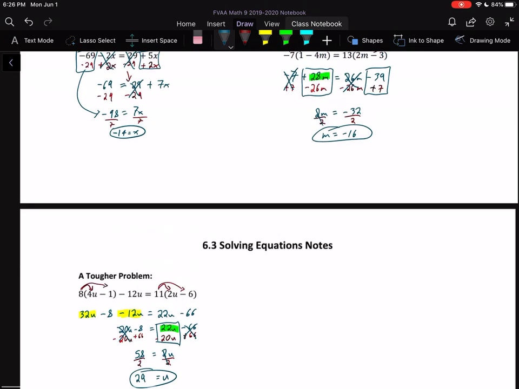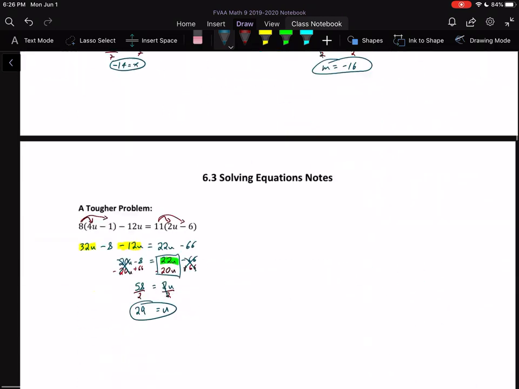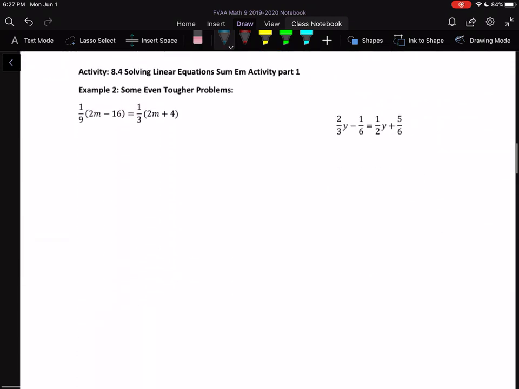So we went through a number of problems together. And then we did an activity today. There was an activity that was in your notes for homework. Hopefully that's going well. And this is the next part of the notes. So let's take a look here.